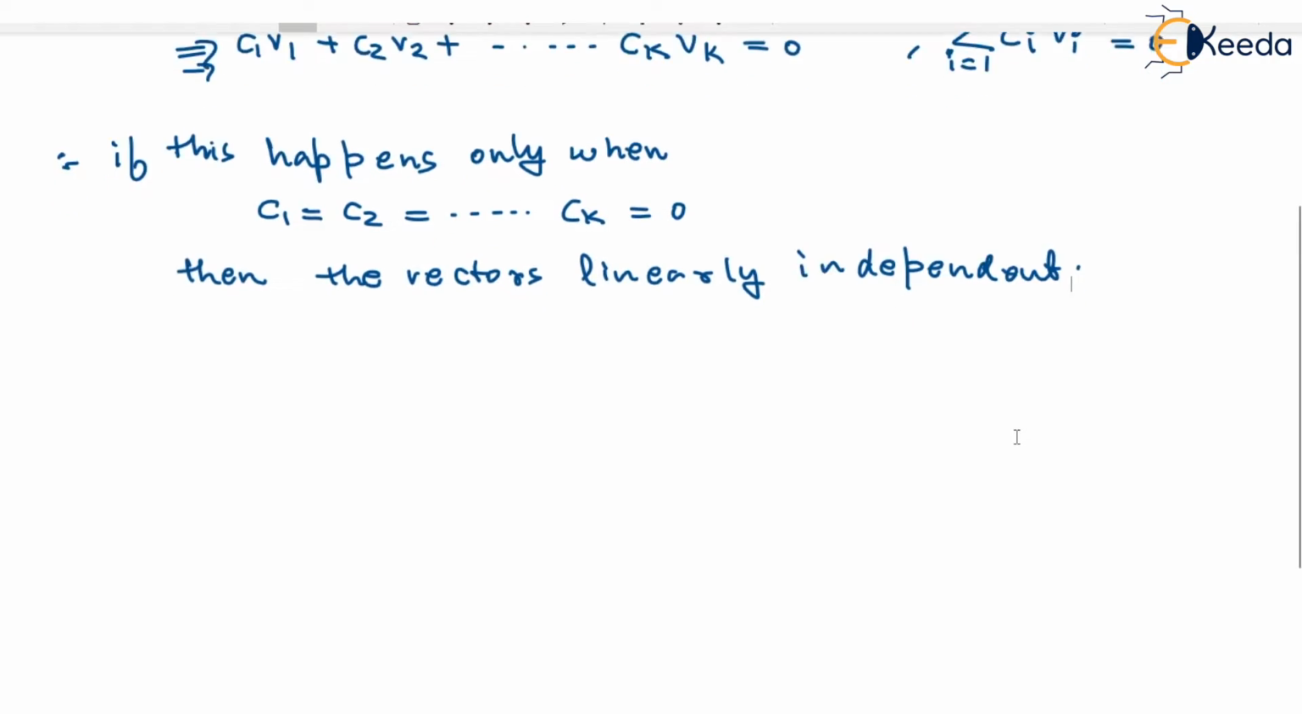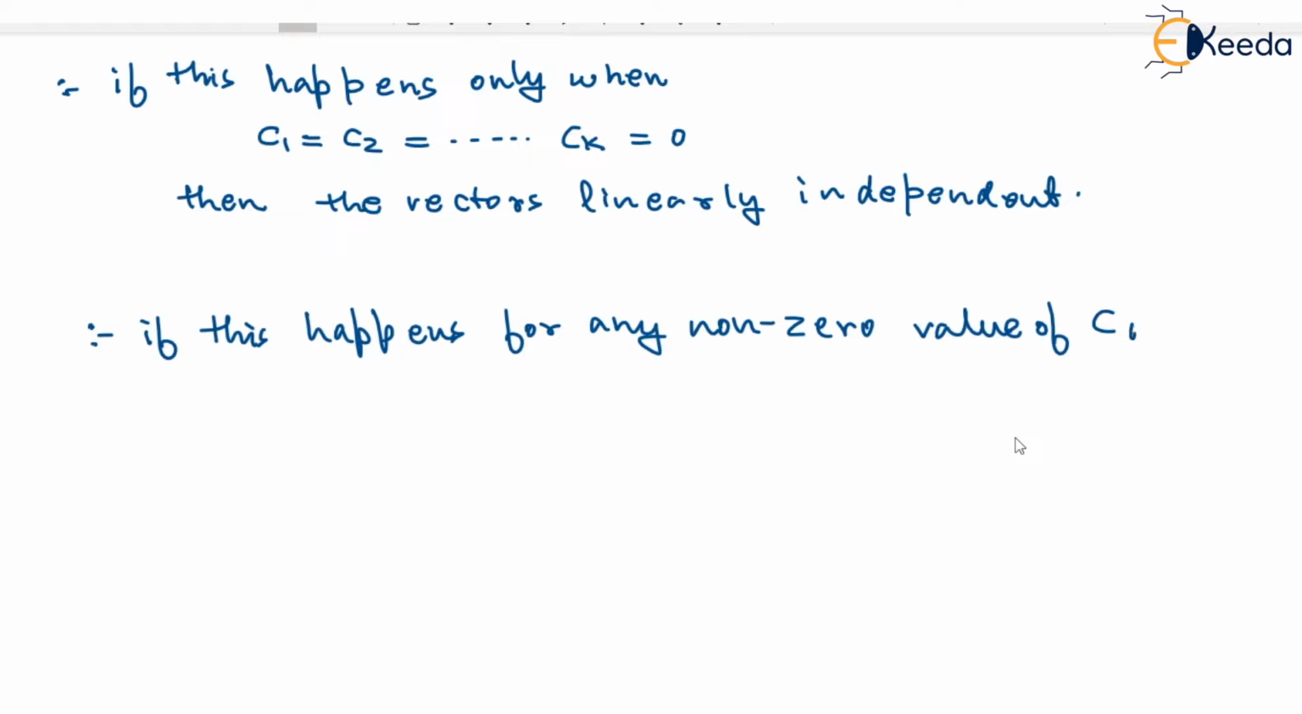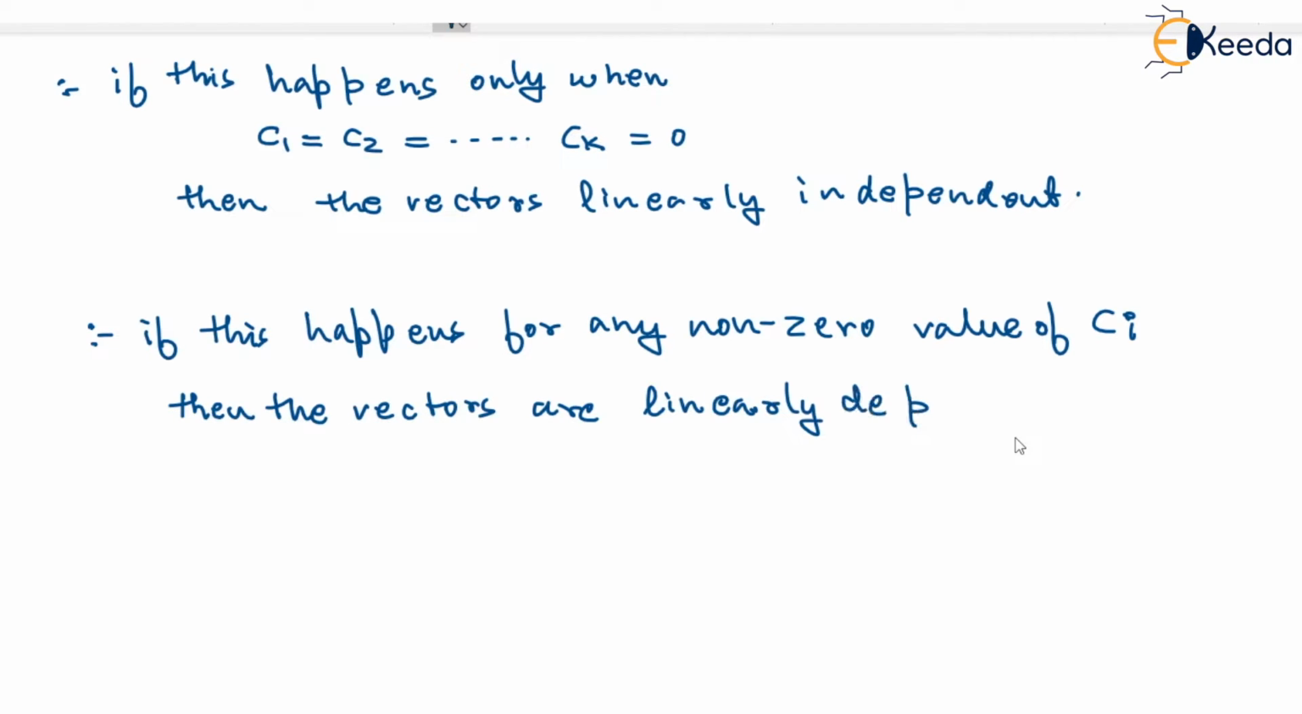And if this happens for any non-zero values of, let's say, ci like c1 or c2 or anything, then the vectors are linearly dependent. Then the vectors are going to be linearly dependent.